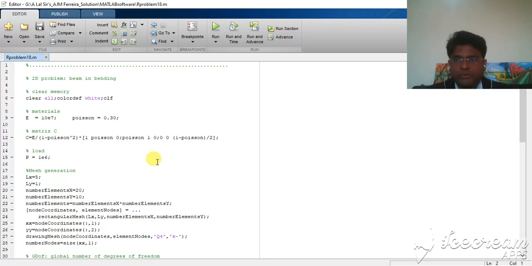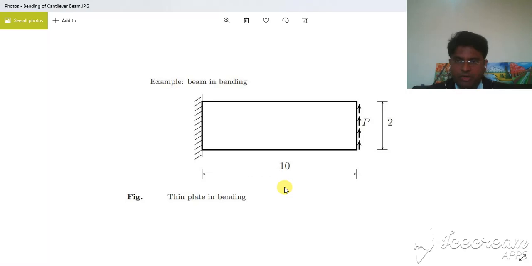The first thing is you need to know how to write for element connectivity. Then you need to know how to code for boundary conditions. And the third important thing is you need to know how to write the bending stiffness matrix. So these are three different things which you need to know while writing any MATLAB program for the solutions of this thin plate bending problem.